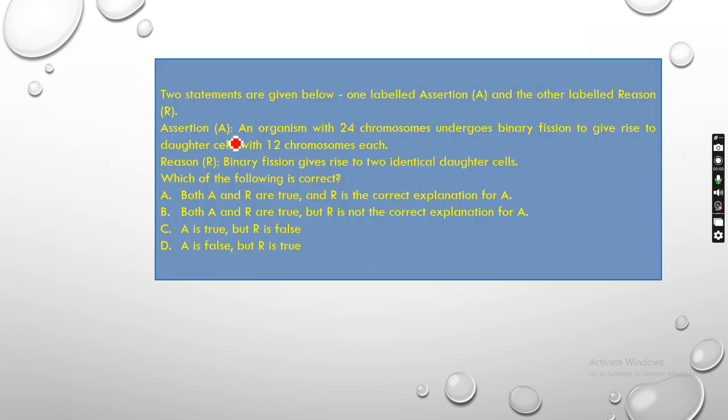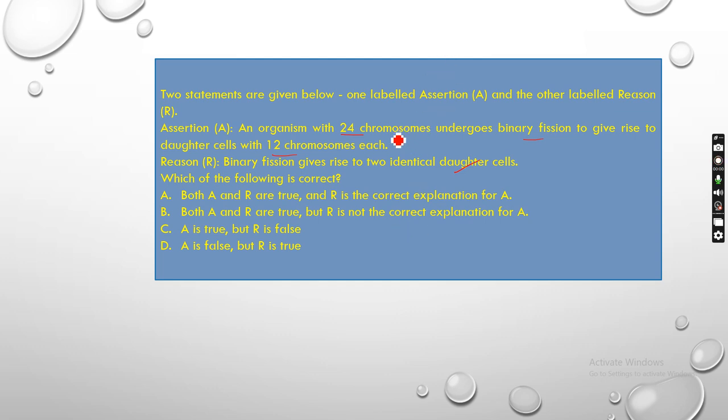Next one, again assertion and reasoning. Assertion: an organism with 24 chromosomes undergoes binary fission to give rise to daughter cells with 12 chromosomes each. Okay, so the assertion says an organism has 24 chromosomes, then it undergoes binary fission and gives 12 chromosomes. Reason: binary fission gives rise to 2 identical daughter cells. Now you see whether it is correct or wrong.